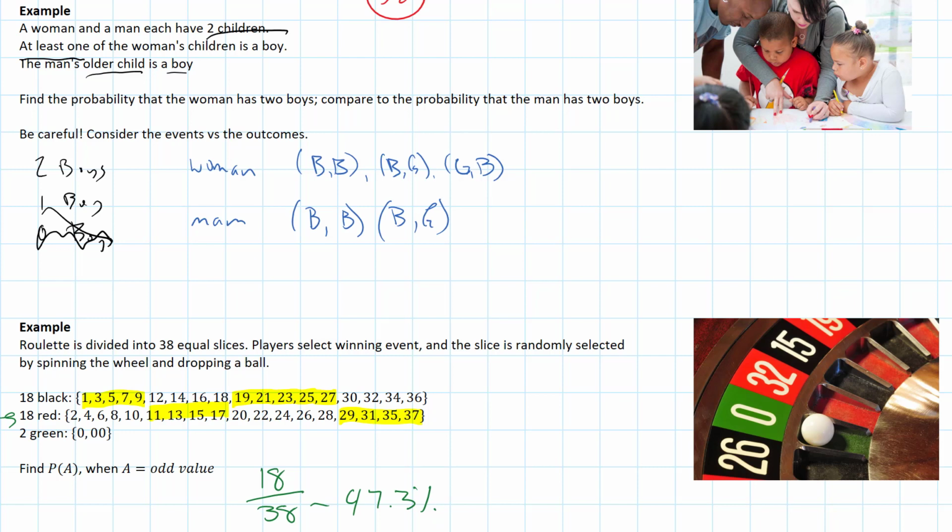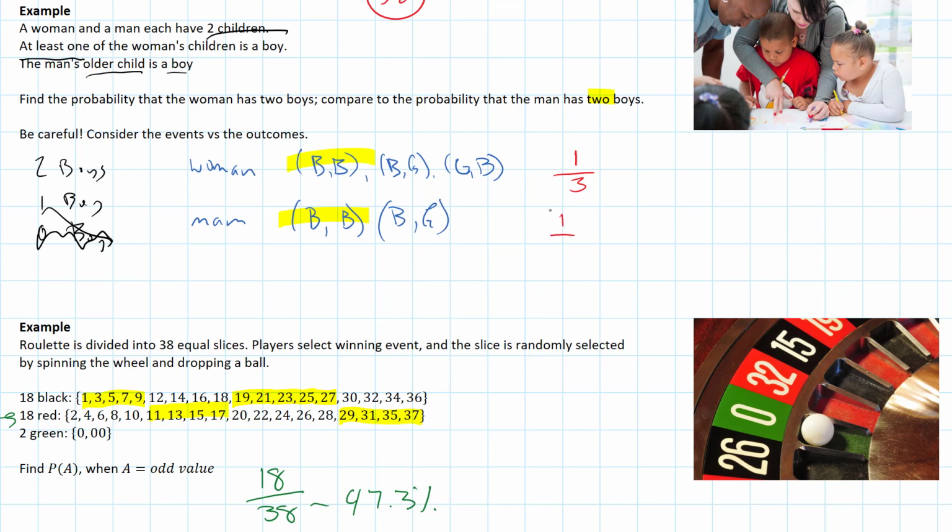Now, when we think about what happens to the probabilities, we're looking for 2 boys. Those are our only possibilities, which means when we add them up, there's 1 success, but there's 3 possibilities for the woman.